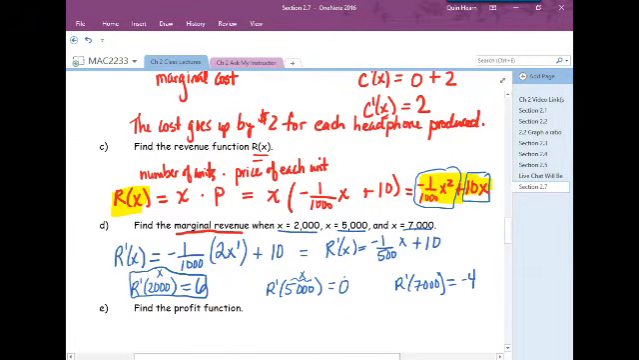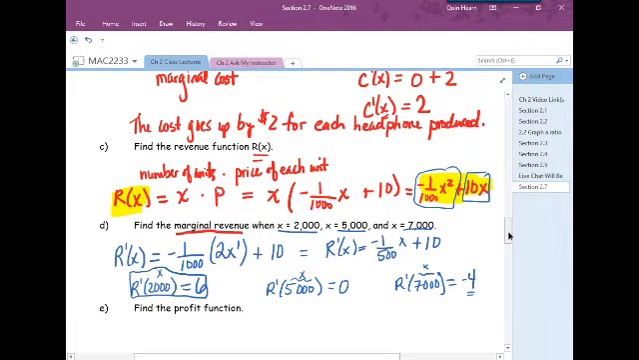That means no change, right? So we're selling more units, but not expecting to bring in any more revenue. It's kind of like doing more work for nothing. And then once we get up to 7,000 units, we're actually decreasing the amount of revenue that we're bringing in by $4 per unit. All right, so that's some interesting information. So that might tell you something about where you want your level of production to be.